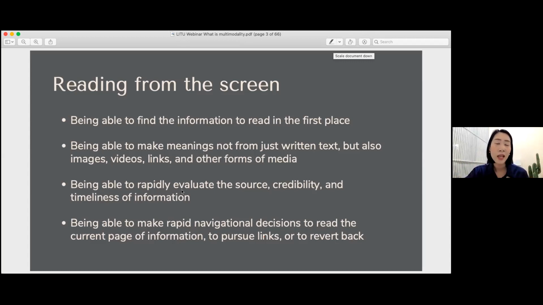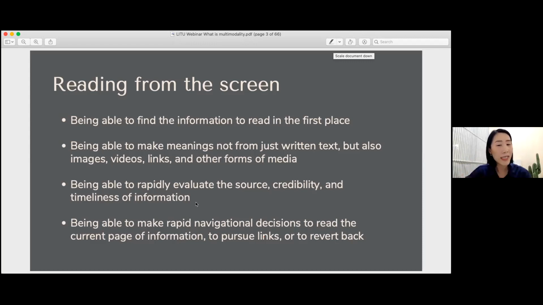And another important skill that they have to acquire in this era, I would say, is to rapidly evaluate the source, the credibility, and the timeliness of information, right? Otherwise, that is why I think we get a lot of fake news, or news that is actually very old but gets shared again and becomes viral. So that kind of critical evaluation skill is also necessary.